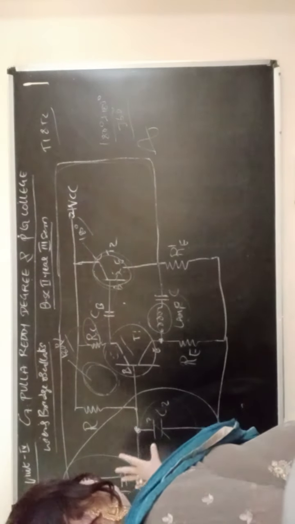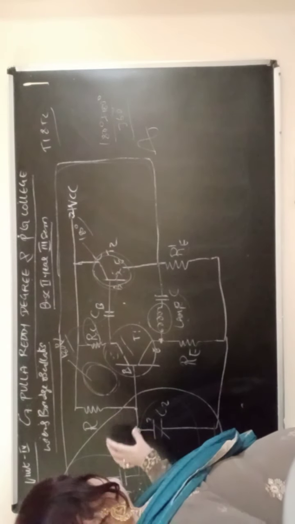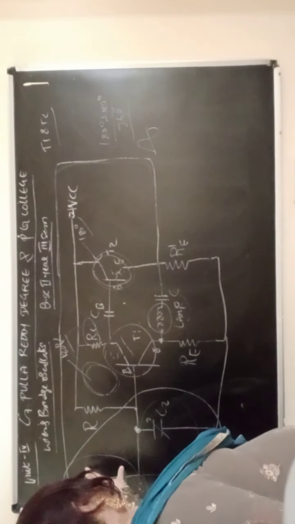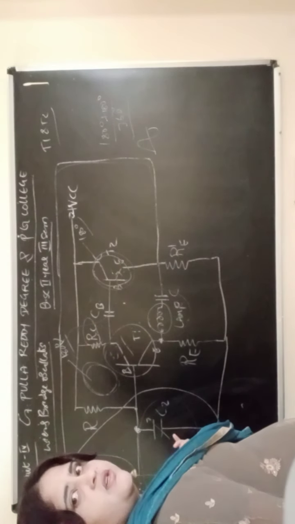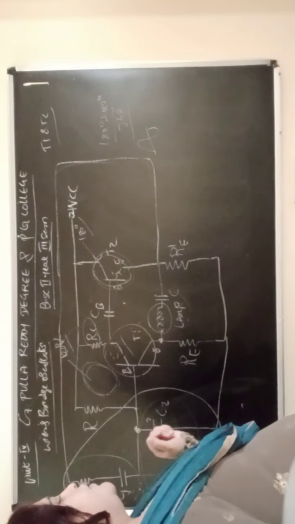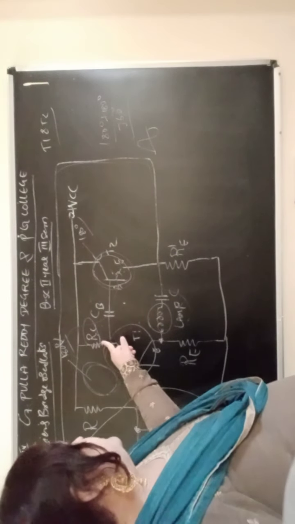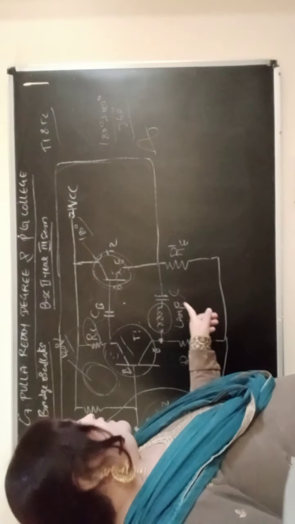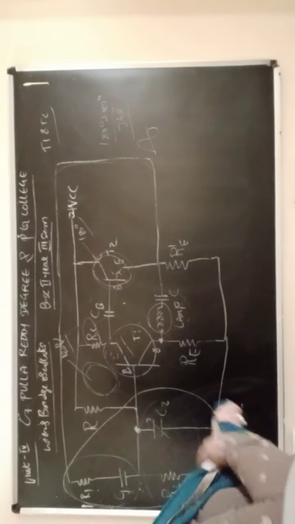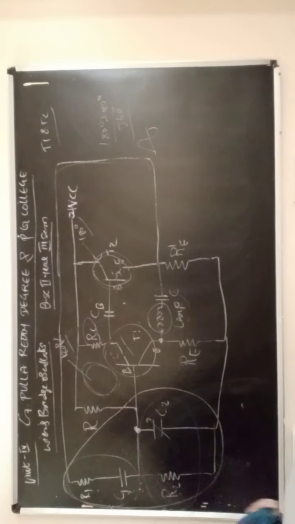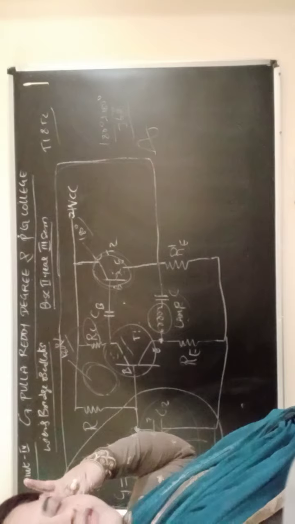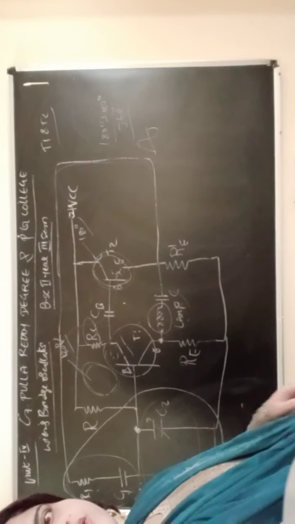The input of T1 is given through the Wien bridge network, which consists of two arms, series and parallel combination, the upper arm and lower arm. The output of this is going as an input to the second. Then the lamp is used to limit the amplitude of the waveform. Next we will go for operation.